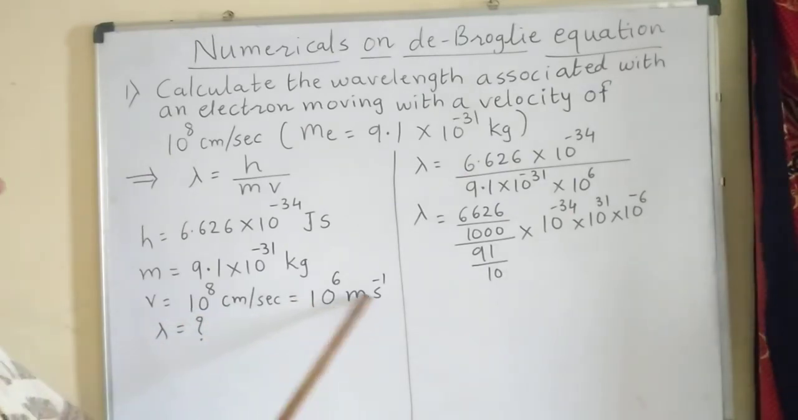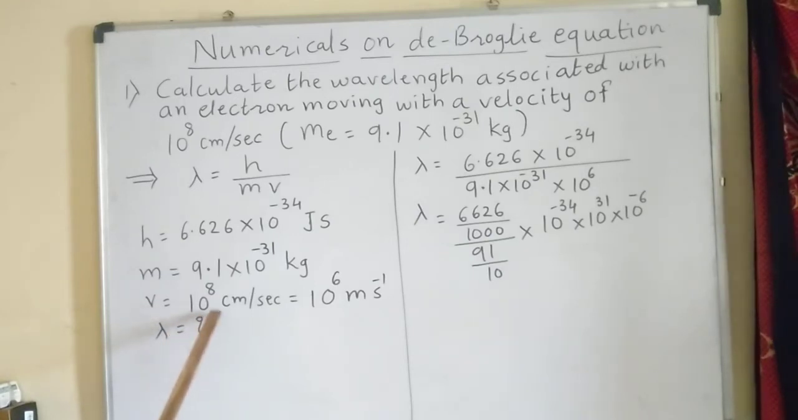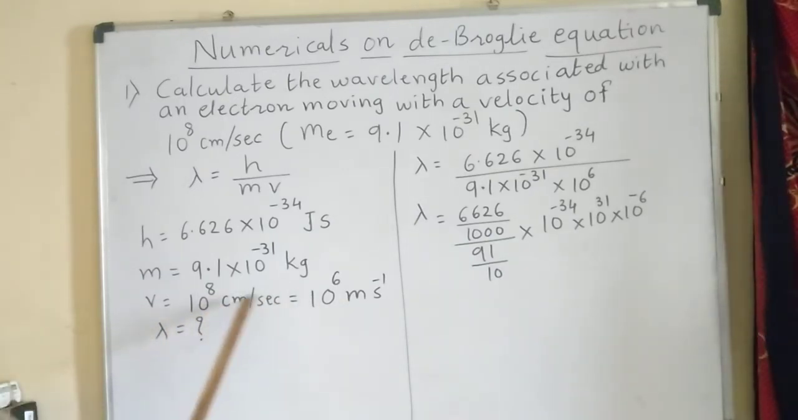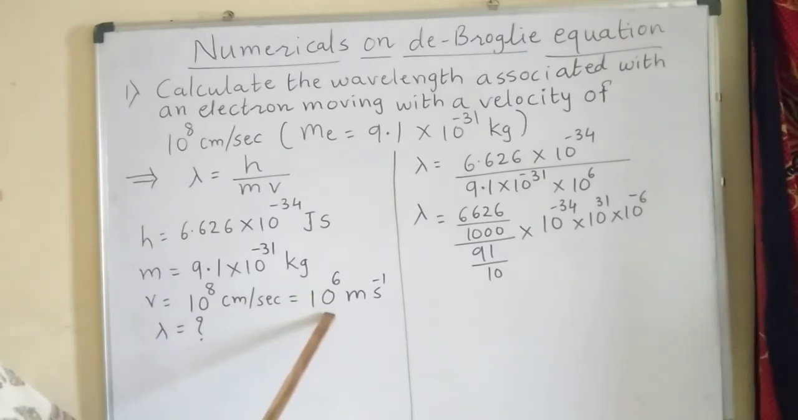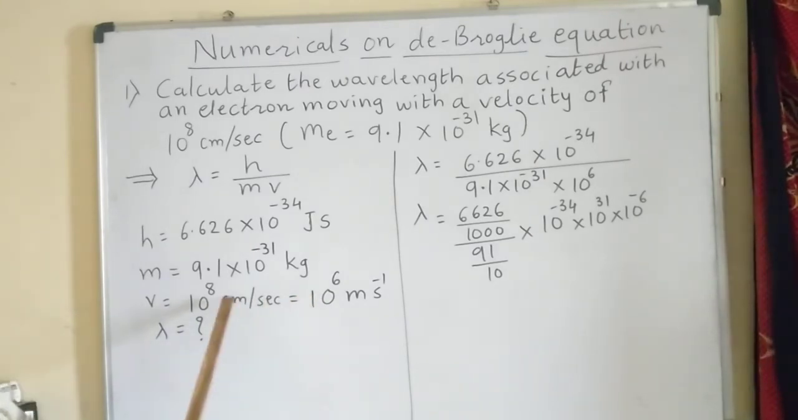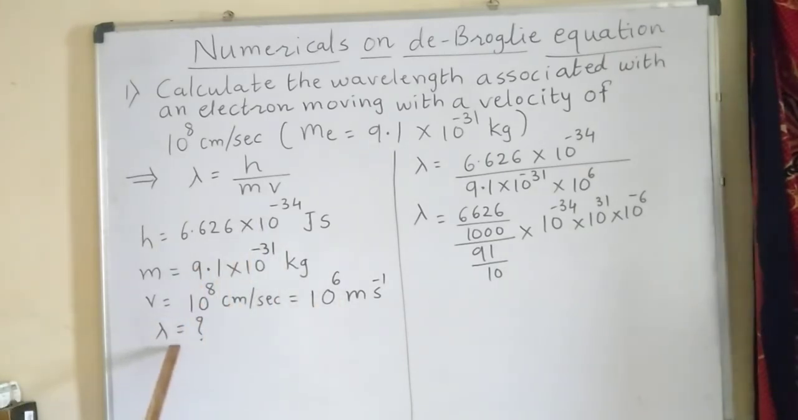per second. And when we are converting 10 raised to 8 centimeter per second into meter per second, the 10 raised to 8 is getting converted into 10 raised to 6 meter per second. Already you have discussed all this conversion in chapter number 1, that is basic concept of chemistry. So 10 raised to 8 centimeter per second will be equal to 10 raised to 6 meter per second. And we have to calculate the value of lambda.